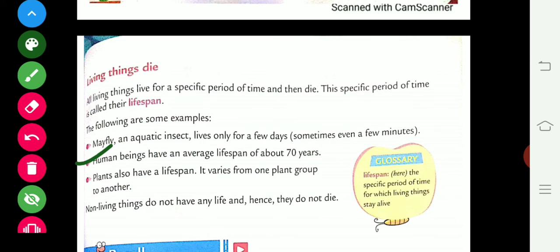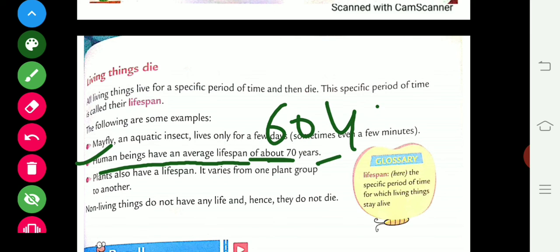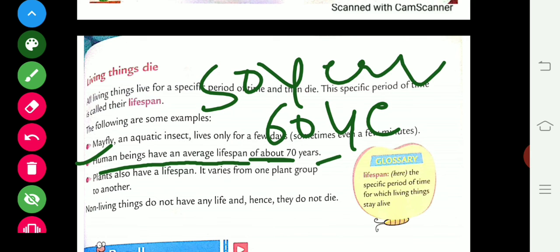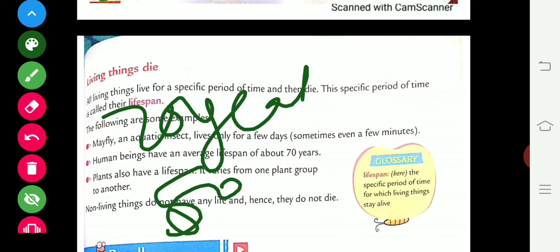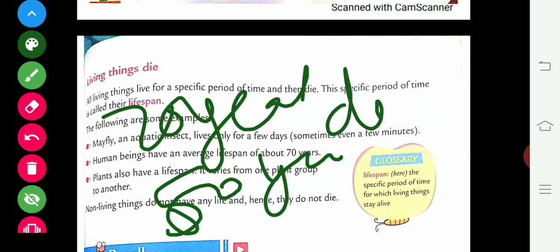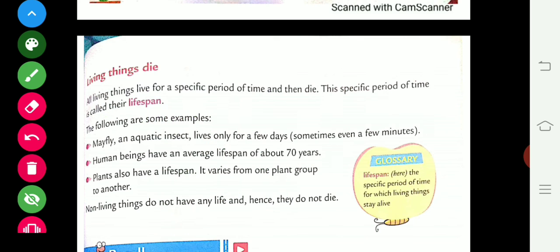Next, human beings have an average lifespan of about 70 years, 60 years, some have 50 years. After 70 years or 50 years, they die.